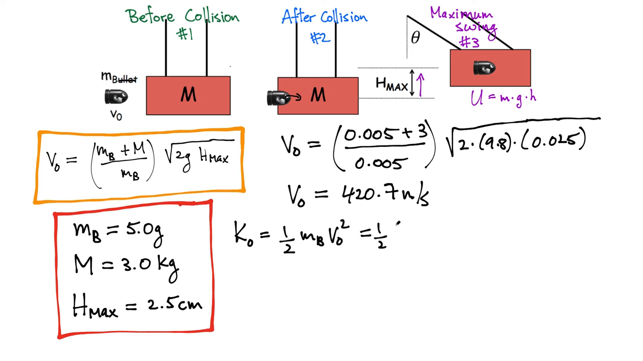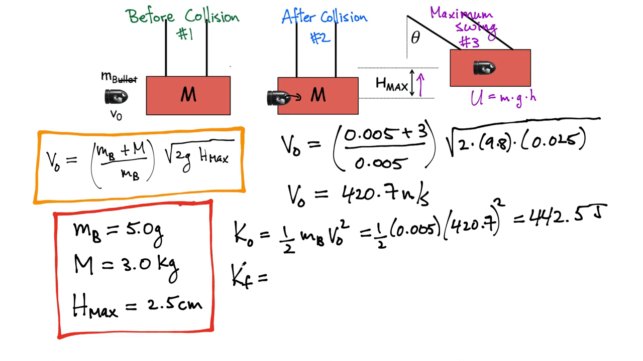Again, substitute those numbers: the mass of the bullet, 0.005, and the initial velocity, 420.7, squared. What I end up getting initially is quite a bit of kinetic energy, 442.5, and that's measured in joules. All right, what's the final kinetic energy now, right?